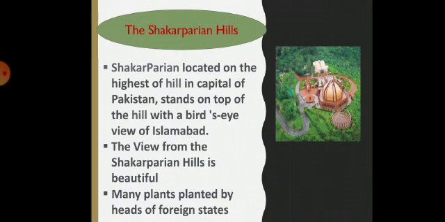Now let's talk about Shakarparian Hills. Shakarparian, located on the highest hill in the capital of Pakistan, stands on top of the hill with a bird's eye view of Islamabad. The view from the Shakarparian Hills is beautiful. Many plants were planted by heads of foreign states.